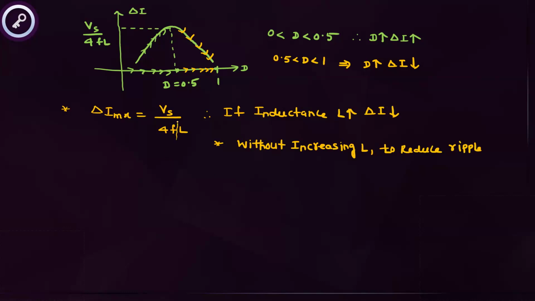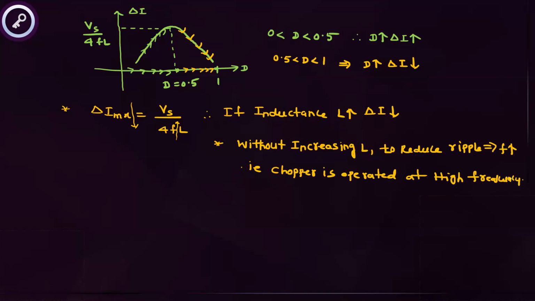one method is if frequency is increased, ripples are reduced. To reduce ripple, frequency must be increased. That is, the chopper is operated at a high frequency. Okay, this concept you have to apply. Without increasing L, to reduce the ripples, the chopper must be operated at a high frequency.